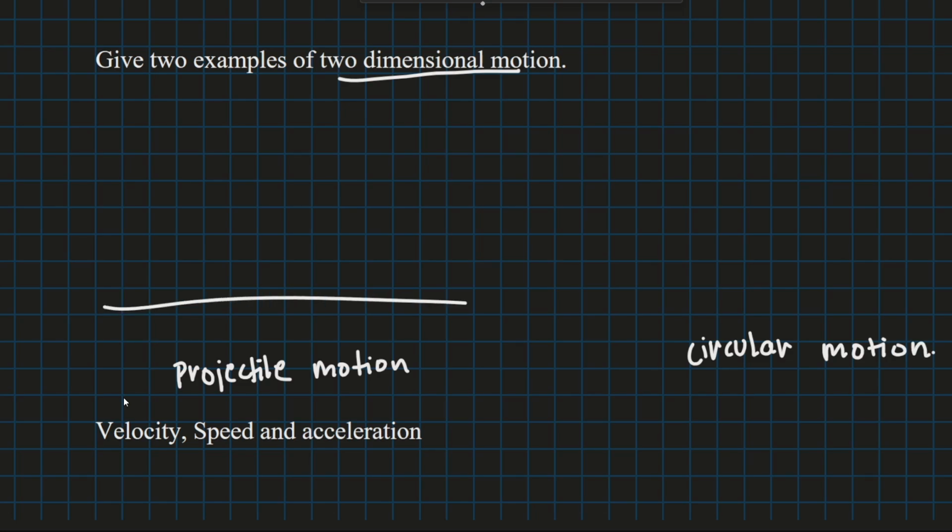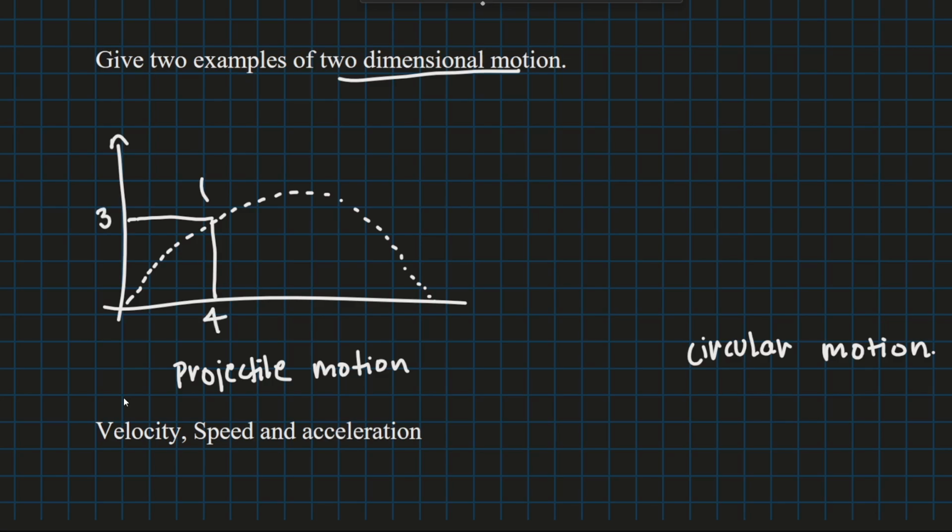Projectile motion is something like this. It has both x and y coordinates. If this is a point we consider, if this is 3 and this is 4, then we will write it as 4, 3. This is the x and the y axis. This is a projectile motion. If we throw something from here, it reaches here and then it reaches here. This topic will be covered ahead.